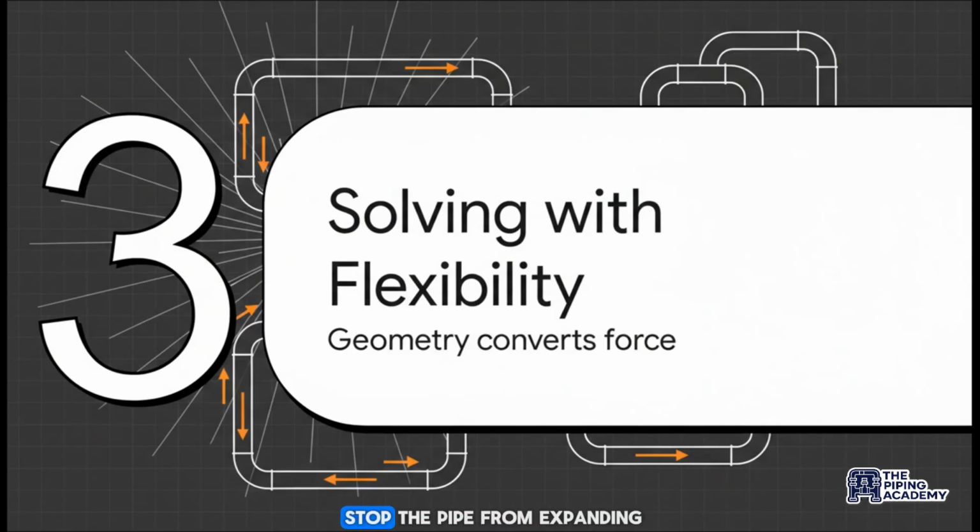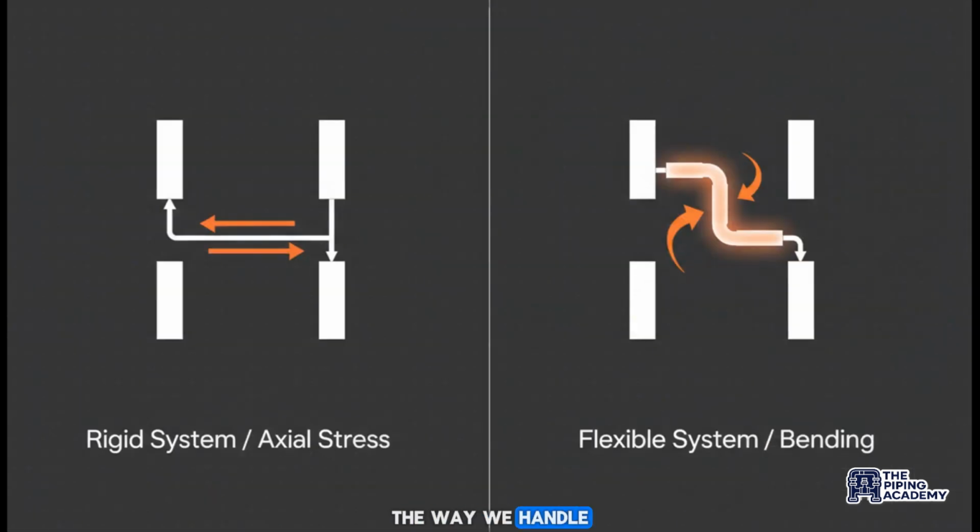So if we can't stop the pipe from expanding, what do we do? Well, we have to accommodate it. We have to give it a way to move. And that brings us to our third section, solving this problem with layout flexibility. The way we handle all this growth is by building flexibility right into the system. And for piping, flexibility is all about geometry.